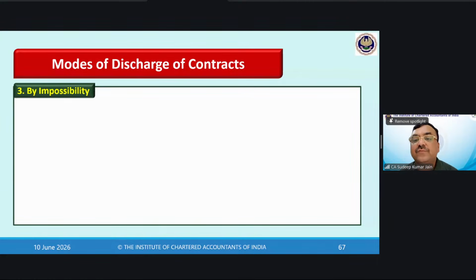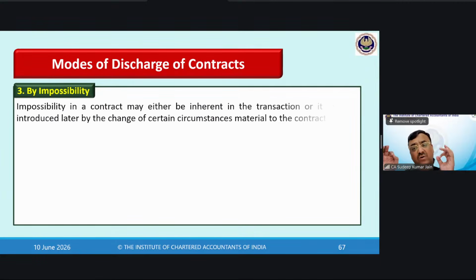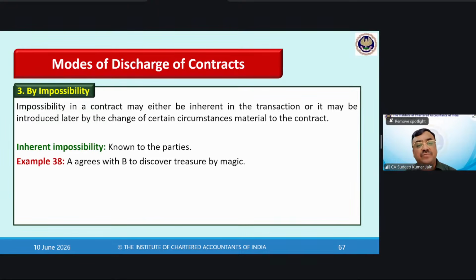Now, discharge of contract by impossibility. We have already discussed the concept of impossibility. Impossibility of a contract may either be inherent in the transaction, or it may be introduced later by change of certain circumstances material to the contract. Inherent impossibility means impossibility existed at the time of contract. Known to both the parties, the contract is void, discharged.